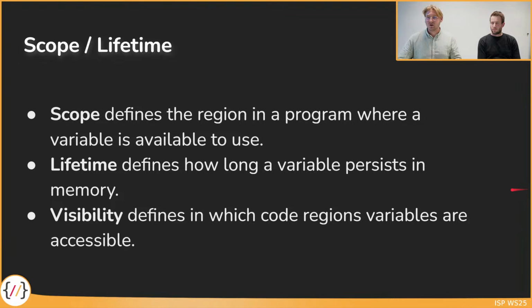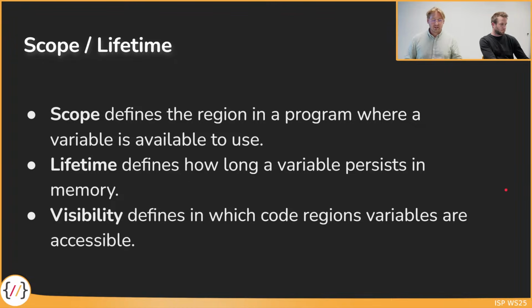So when we talk about scope and lifetime of variables, we mainly think about three things here. First of all, it's the scope, which defines the area, so the region in a program, in your code that you've written, where one specific variable is available or not available to use. So there are some regions in your code where you can use a variable, but there are also some regions in your code where you might not be able to use your variable.